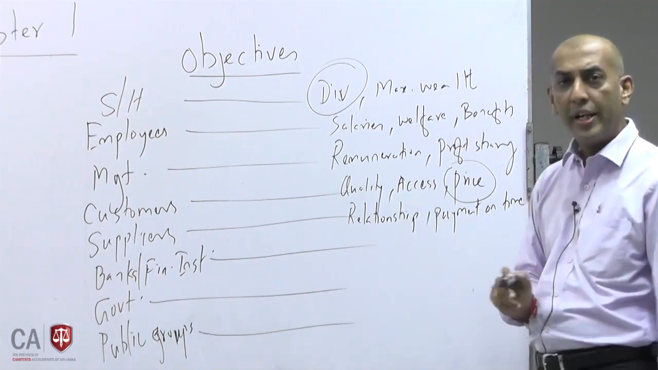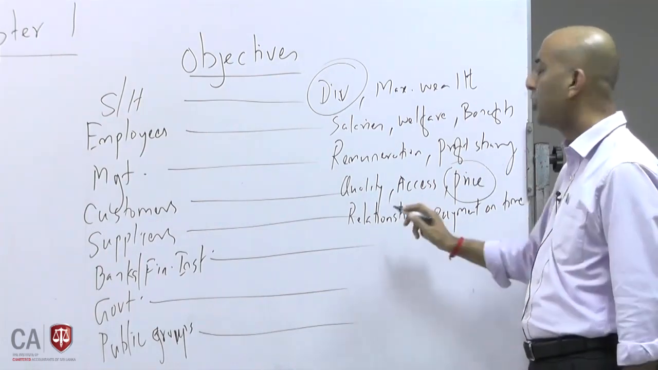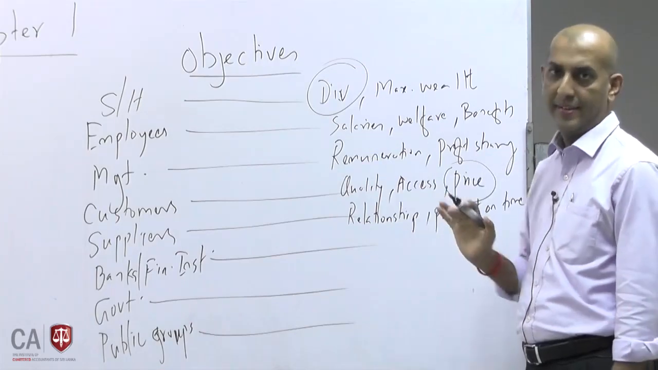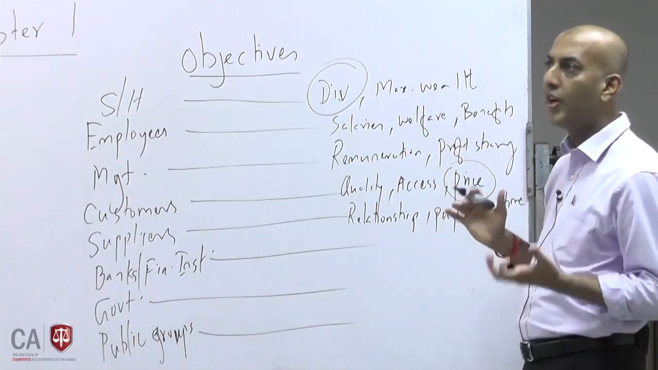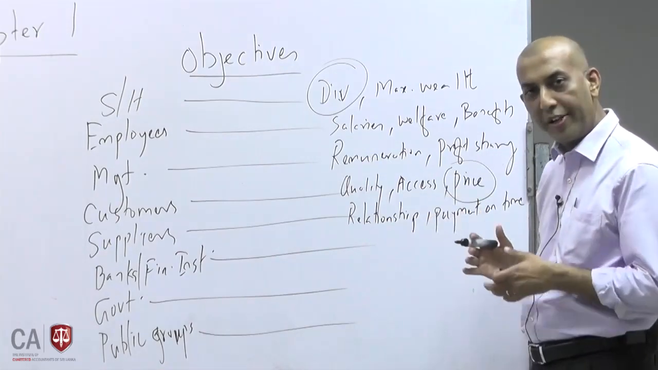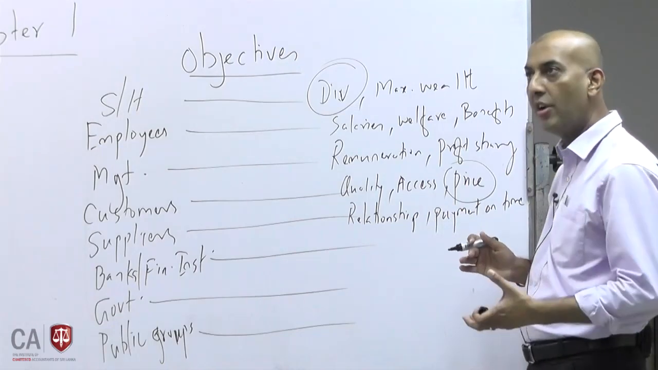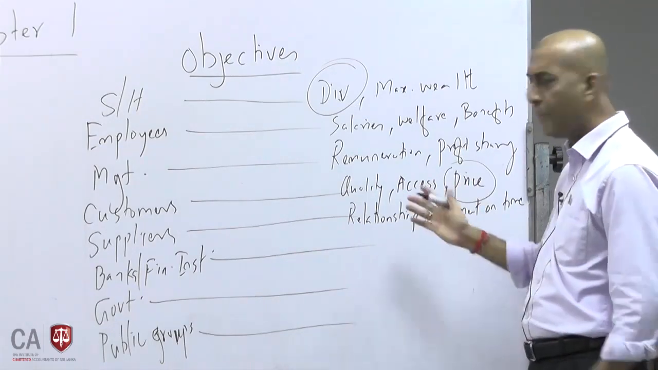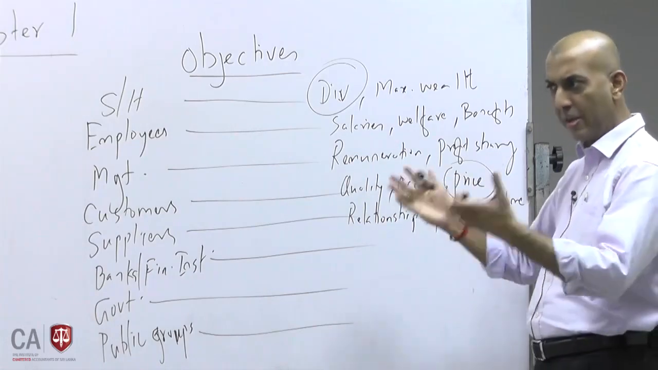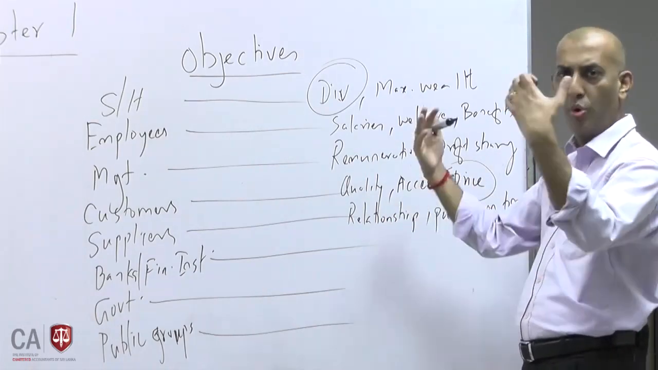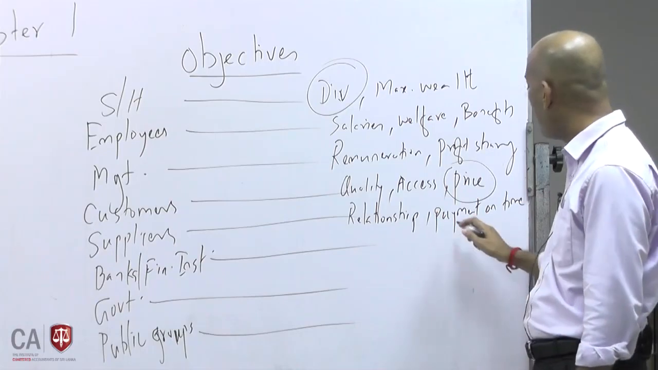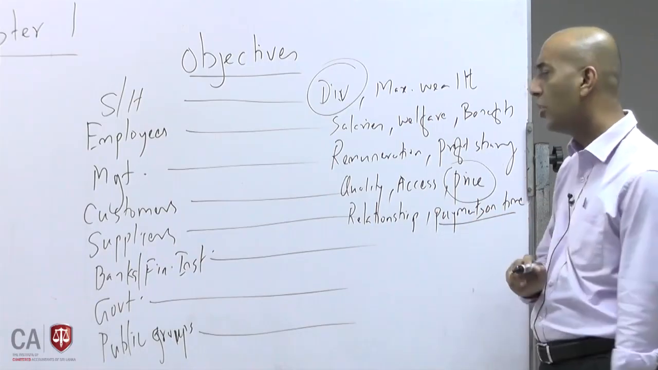From the supplier's point of view, he would like to maintain a relationship with the company continuously. They don't want to say, I want to work with you for 1 year, and after that I cut the relationship. No. Suppliers always like to be with you for a longer period. They want you to be there, and I also be there, so we both grow. Suppliers' objective: and payment on time. Definitely they want the payments on time.